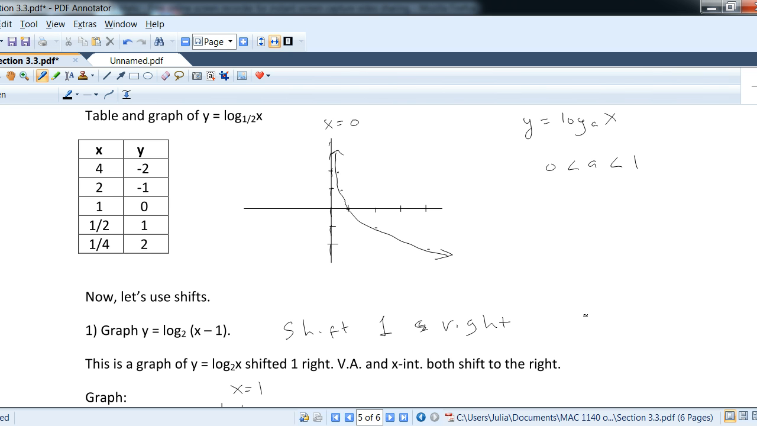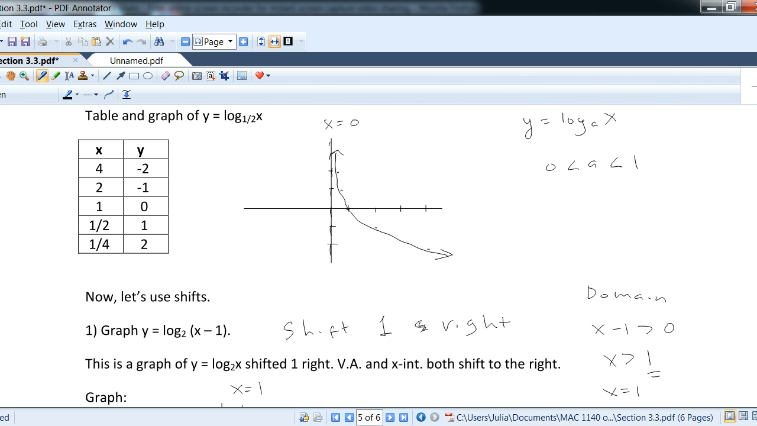How else can we check it? Well, we know for the domain that x minus 1 has to be greater than 0 for the domain of the logarithm, which means x has to be greater than 1. Well, this 1 value is our new asymptote, and that's how we know that the shift is 1 to the right. So how does the graph look like?